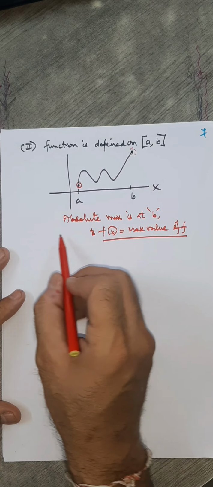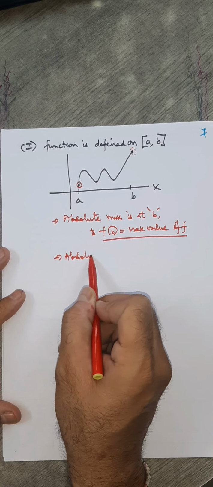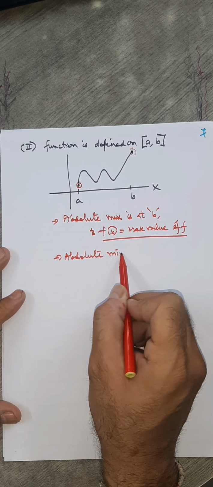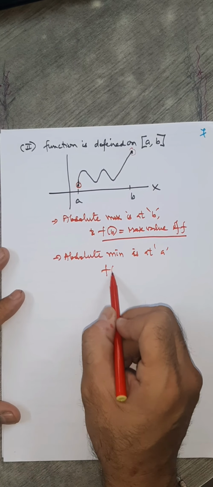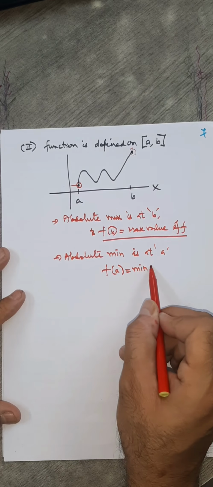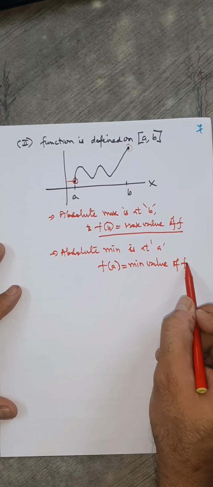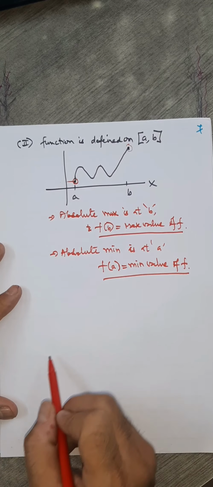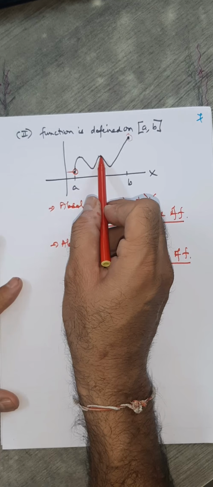Fine. Okay. What about the absolute minimum? The absolute minimum from the graph is at A. And f of a, that is this one, f of a is the minimum value, the absolute minimum value. So in other language, the minima of f. Fine. All these are the points, turning points, where the function has a local maximum, local minimum.